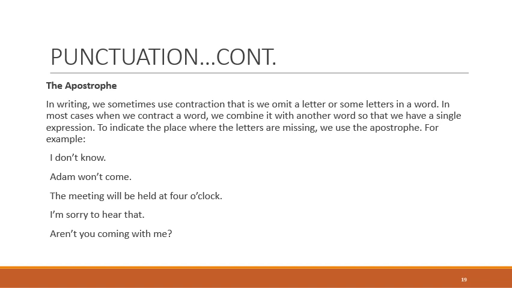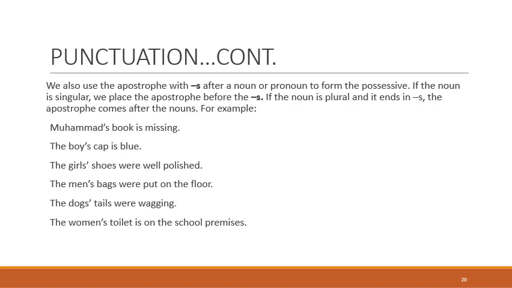Adam will not come. So you say, Adam won't come. The meeting will be held at 4 of the clock. You say 4 o'clock. I'm sorry to hear that. That is, I am sorry to hear that. So the A is removed and it is contracted to I'm. Two separate words are contracted and make what? I'm. Are not you coming with me? Aren't you coming with me? The "not" is contracted and matched to the operator "are". Yes.